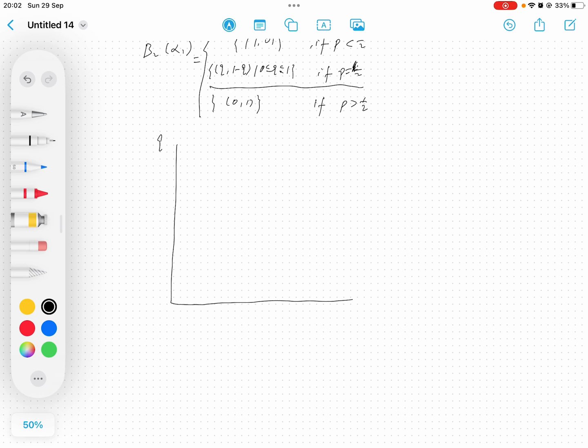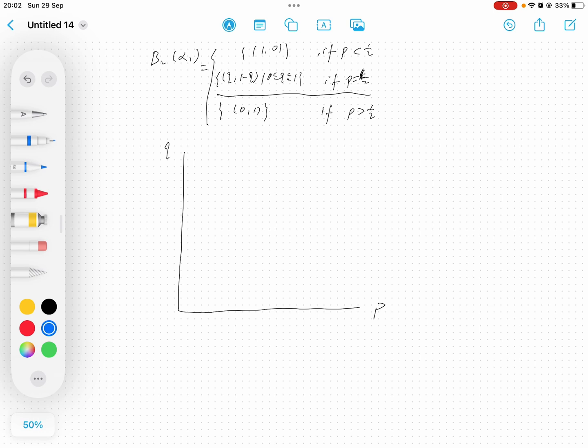So geometrically, we can draw this picture. This is Q, this is P. We can just plot those best responses. So here, if Q is less than a half, then P is 0, right? And let's say this is 1, this is 1 here, this is half. If Q is greater than a half, then P should be 1. And similarly, if P is less than a half, then Q is 1. If P is greater than a half, then Q is 0.